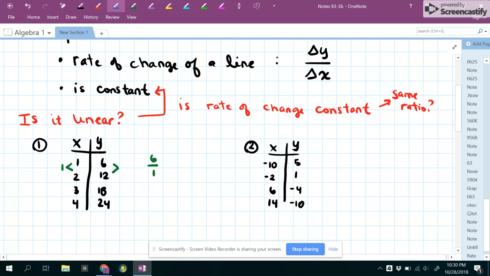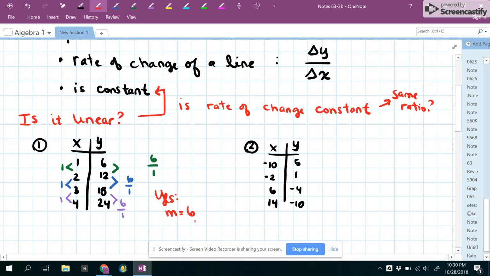Check it again. 12 to 18 is 6. 2 to 3, still 1. 18 to 24, also 6. 3 to 4, still 1. So this one is linear. The slope, which is represented by an m, is 6.